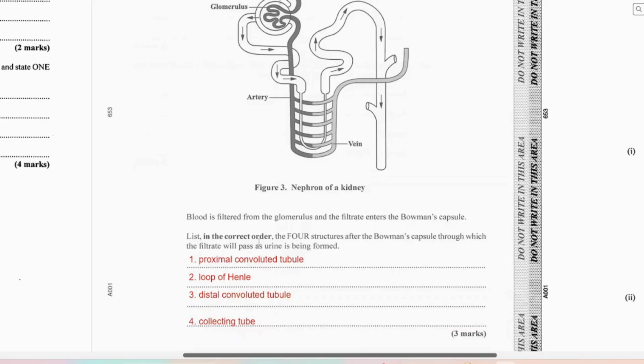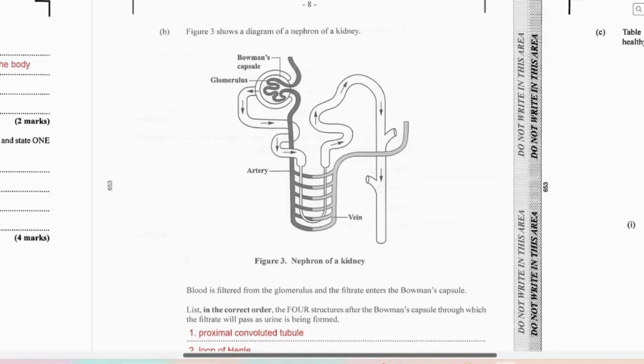So list in the correct order the 4 structures after the Bowman's capsule through which the filtrate will pass as urine is being formed. So let's come back up to it. If you look at this, we have the Bowman's capsule, you have the glomerulus.